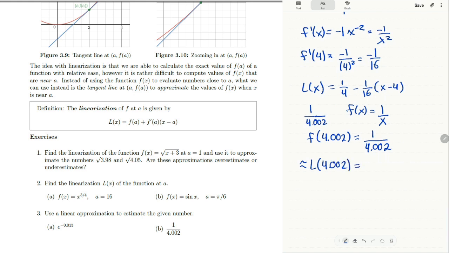We substitute that into L of x, we get 1 over 4 minus 1 over 16 times 4.002 minus 4. So that is 1 over 4 minus 1 over 16 times 0.002, and this will be 0.249875.